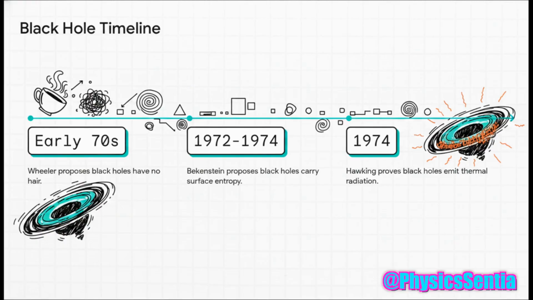Well, this sparked a rapid, slightly panicked evolution of thought in the physics community. Between 1972 and 1974, Jacob Bekenstein took Wheeler's tea problem very seriously and proposed that black holes must carry their own entropy, localized entirely on their surfaces. Then, right after that, in 1974, Stephen Hawking proved with his now celebrated calculation that black holes aren't totally black. They actually emit thermal radiation. Together, almost by accident, they discovered that the universe stores information on surfaces, not in volumes.